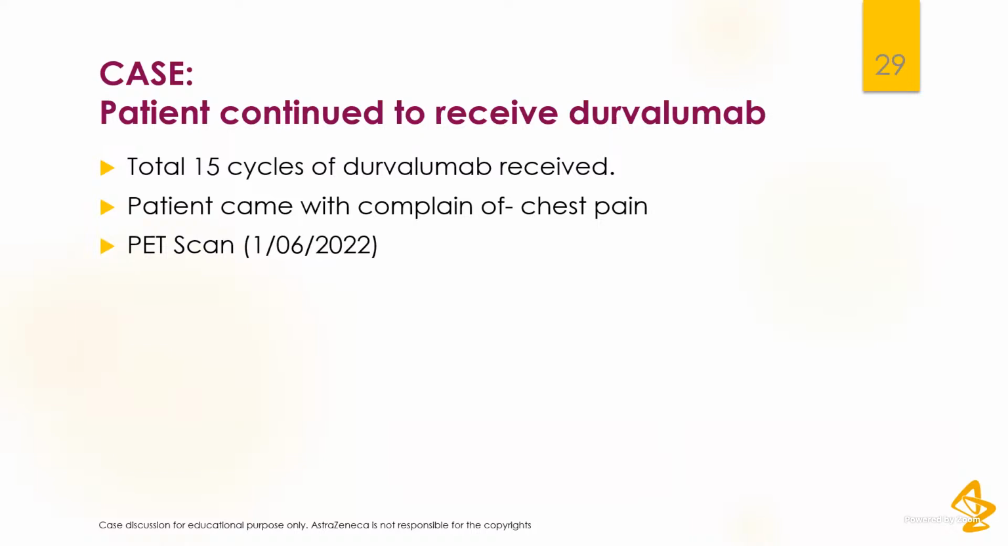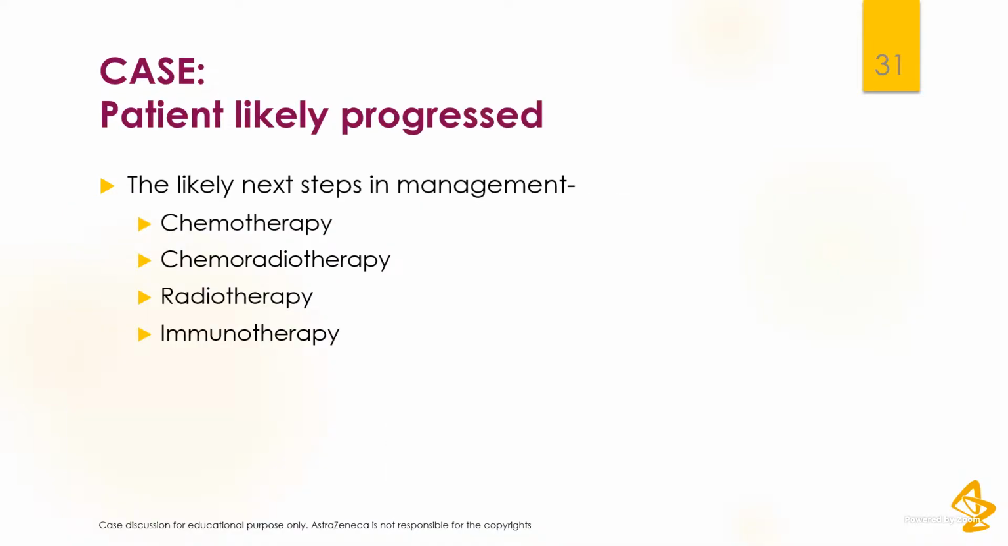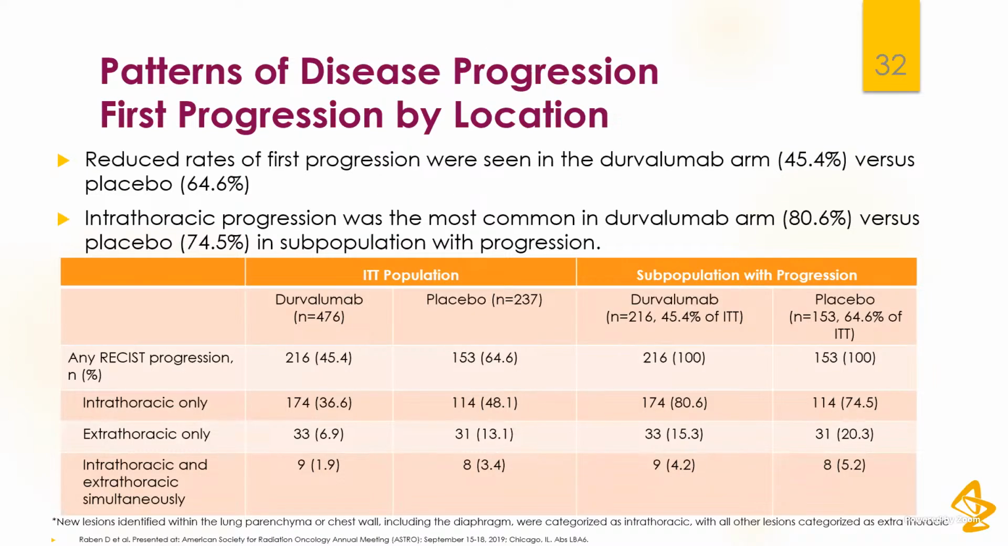The patient continued to receive durvalumab, and 15 cycles of durvalumab were received. The patient came with complaints of chest pain. A PET scan was done. Next slide. There was a lesion, and the likely next steps could be chemotherapy, chemoradiotherapy, radiotherapy, or immunotherapy. So there was a possible progression.